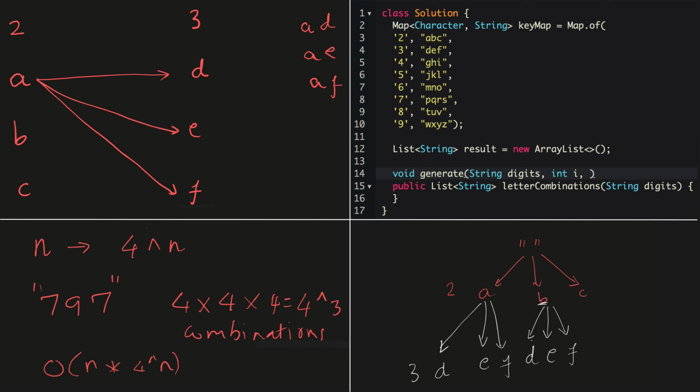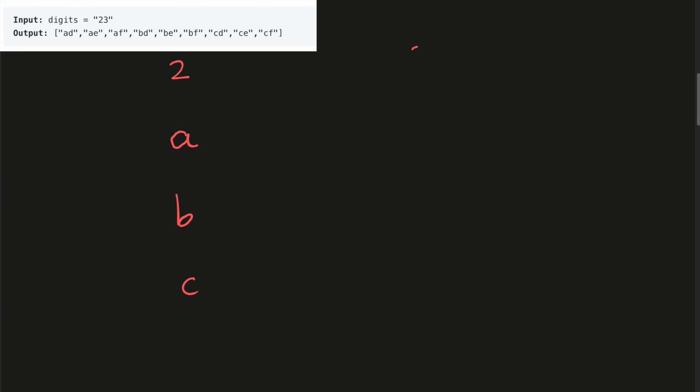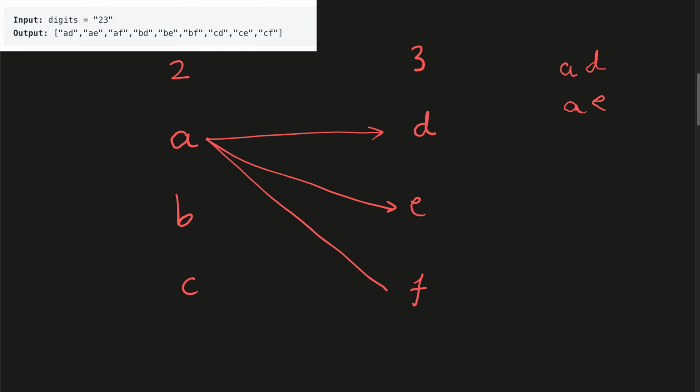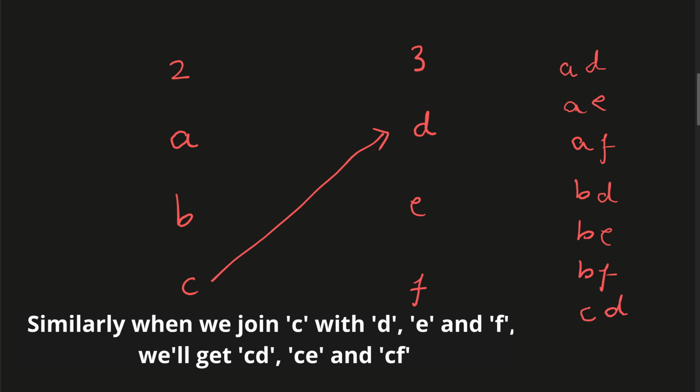So let's get started. In this problem, we have been given a string containing the digits in the range 2 to 9. And we need to return all possible letter combinations that the number could represent. Each digit from 2 to 9 is mapped to some letters. Using the example of 2 and 3, we need to combine each letter mapped to the number 2 with each letter mapped to the number 3 on the keypad. So these are all the combinations that we can generate using the letters mapped to the number 2 and the number 3.